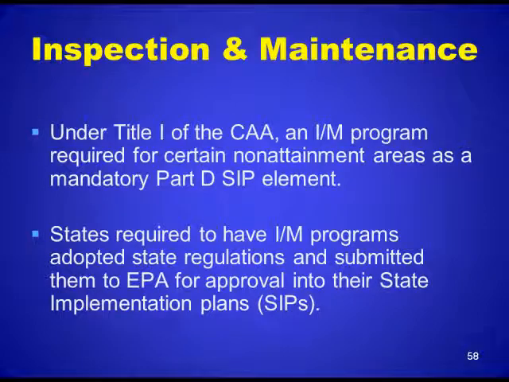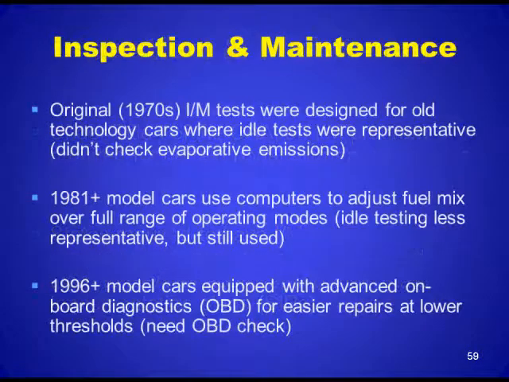Inspection and maintenance. Now I want to make it clear that actually, the I&M programs are required under Title I of the Clean Air Act because an I&M program is a required element of a Part D SIP for certain non-attainment areas. States required to have I&M programs had to adopt them and submit them to EPA for approval into their SIPs. The original 1970s I&M tests were designed for the old technology cars where idle tests were representative.